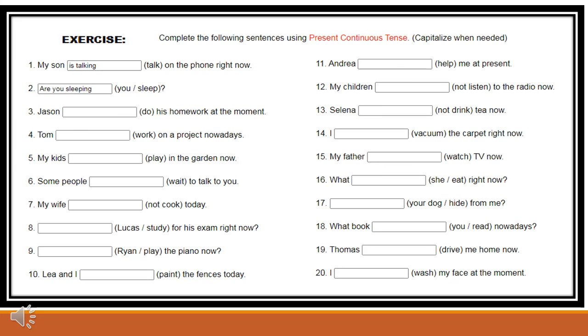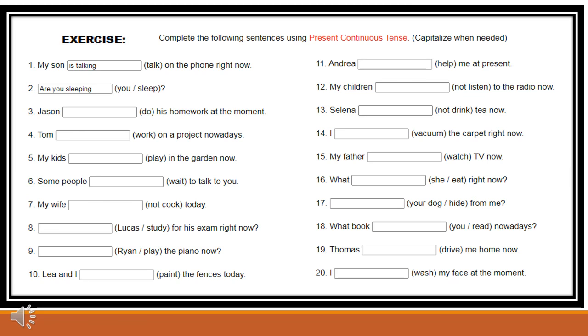Now you will see what your subject is, and according to your subject you will add a helping verb before the verb talking. Here the subject is my son, which is a singular noun. So I have added is. My son is talking on the phone right now.